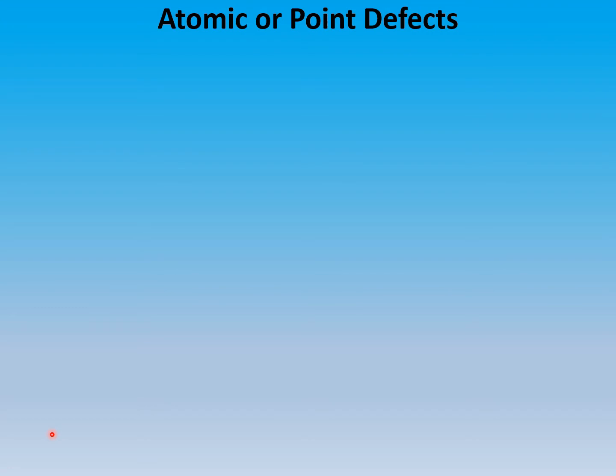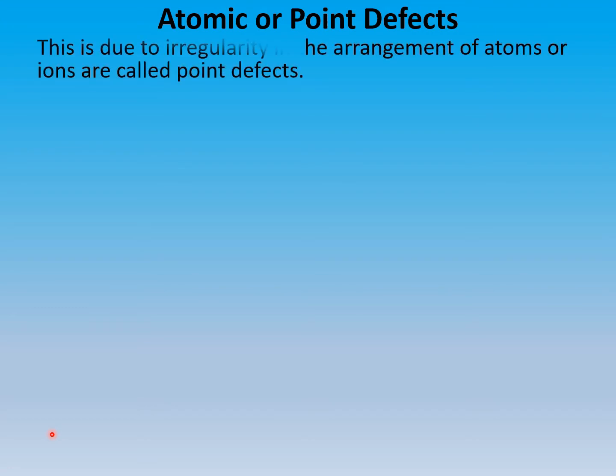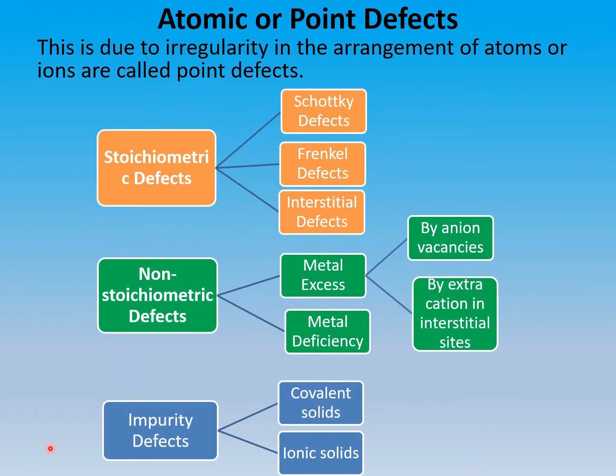Atomic or point defects. What are atomic and point defects? This is irregularity in the arrangement of atoms or ions, which we call atomic defects. Irregularity of atoms, we call atomic or point defects. Let's see how it is segregated. It is classified as stoichiometric, non-stoichiometric and impurity defects.